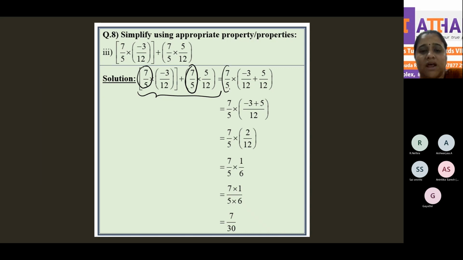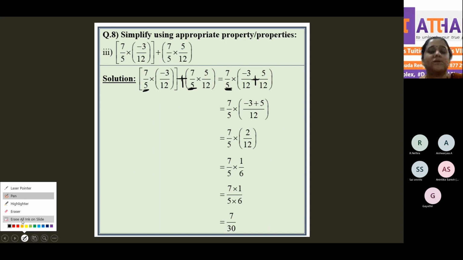So bring out the common rational number or the common factor 7/5. So 7/5 into minus 3/12. Plus, the connecting sign is plus. So plus 7/5 into 5/12. It's basically this. Write the 7/5 out once. And inside the bracket, you will first have minus 3/12. And then this connecting sign plus. And then this one, 5/12.